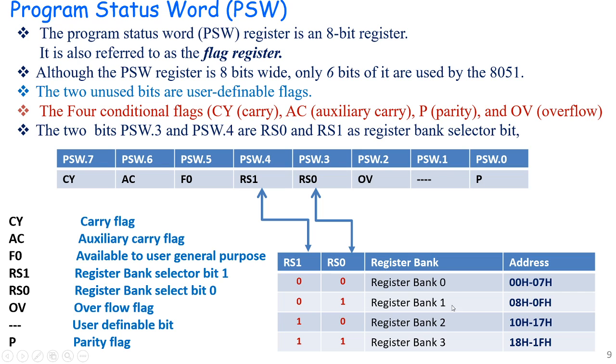01, register bank 1 is selected, 08 to 0FH is the address of that register bank. 10, register bank 2, address 10 to 17. 11, register bank 3, that is address 18 to 1F. So these are the flags. Let us see how the carry flag will be set.